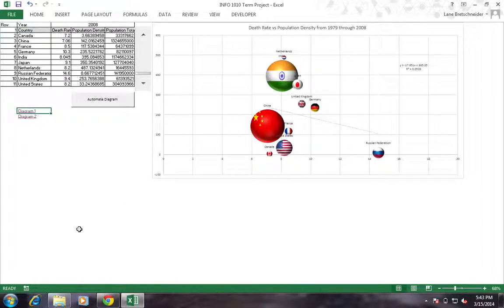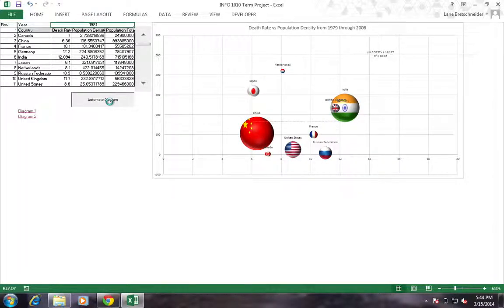Finally, we have diagram 3, still the same 10 countries. Population total is still given by bubble size. This time the variables now are death rate and population density. Death rate is given on the x-axis, population density is on the y, and we'll automate it and see what happens.